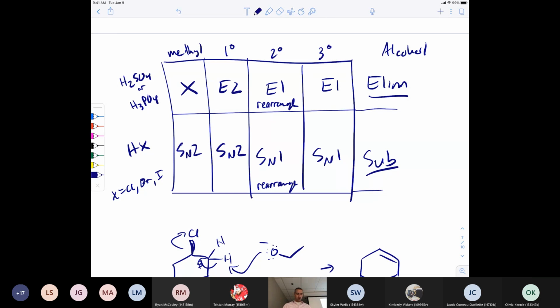If it was a primary or a methyl, then we're going to do E2. We're not going to make a carbocation. We're not going to have rearrangements, and that's it.